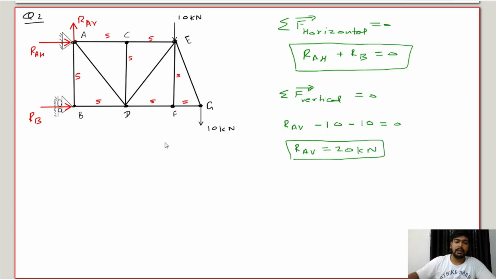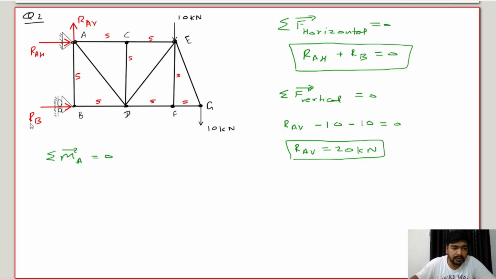Right. The last, we have to use the moment balance. So where would you like to take it? About a point. So I'll choose point A. You can take B also. You will get the same answer. So I took point A, where the moment will be 0. So let's see. At A the moment should be from this RB, 10 kilonewton at E, and 10 kilonewton at G.